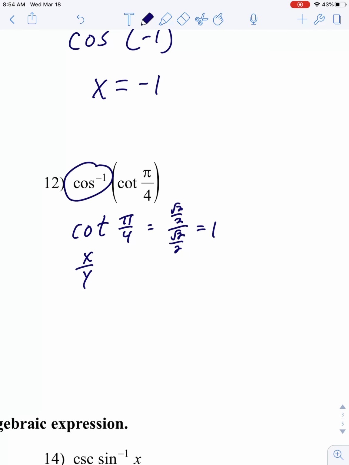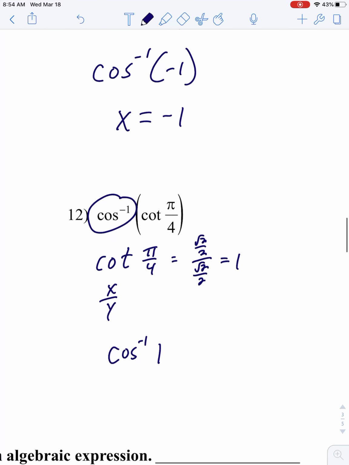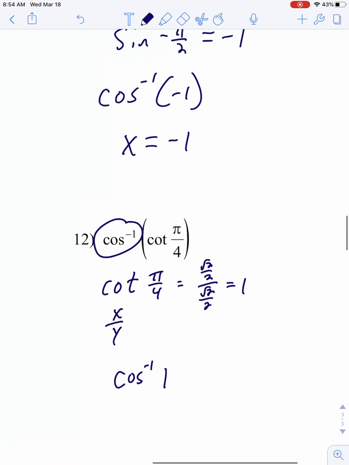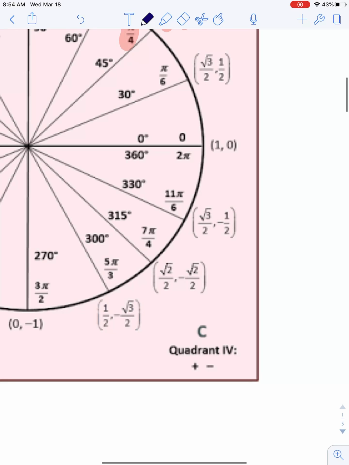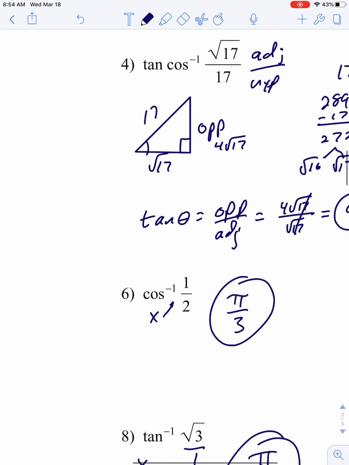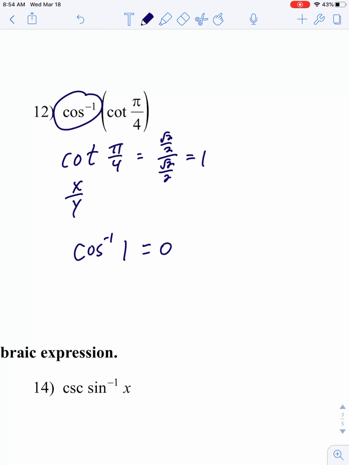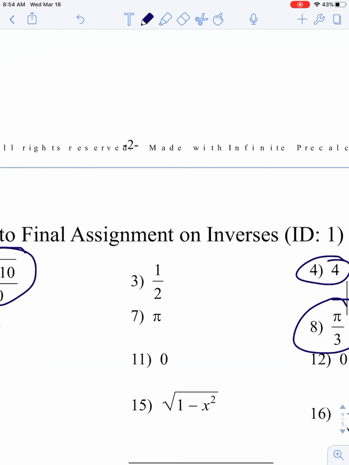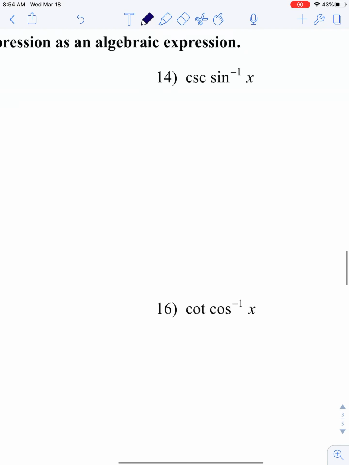Now we're doing the inverse cosine of 1, kind of similar to the previous problem, but that one was -1. So where does the inverse cosine of 1, we're looking for an x value that's 1, that's right here. So that's going to be 0 radians. Let me go down and check number 12. 0. Brilliant.